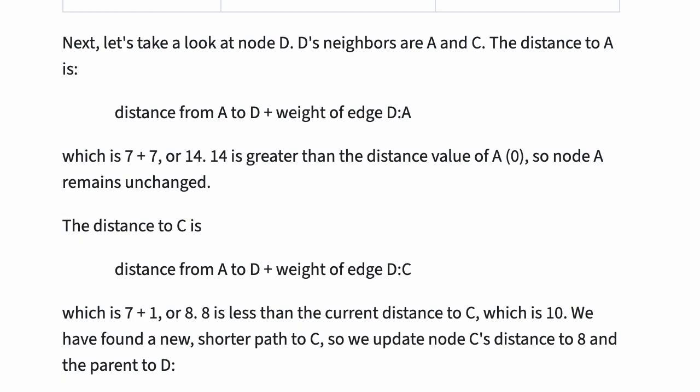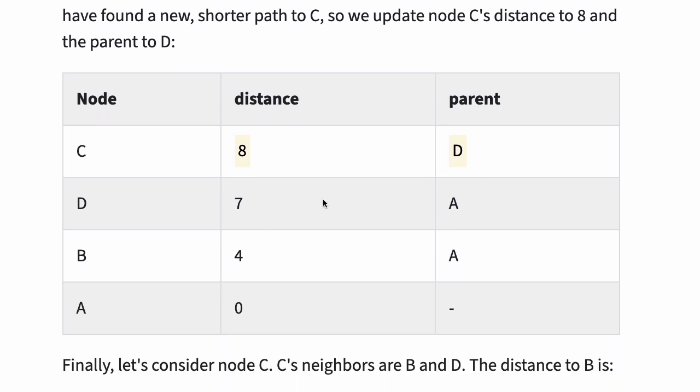8 is less than the current distance to C, which is 10. We have found a new shorter path to C, so we update node C's distance to 8 and the parent to D.